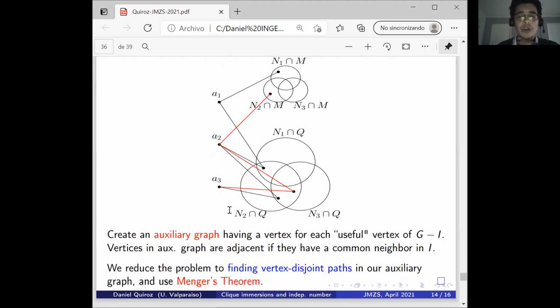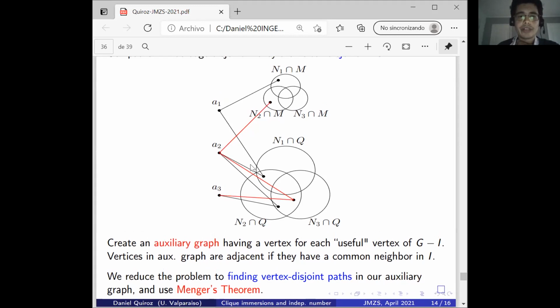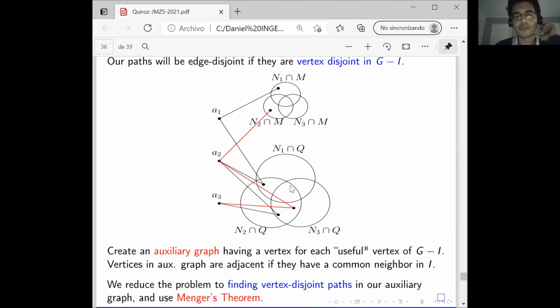Then what we need to do is just find vertex disjoint paths in our auxiliary graph, and to do that we use Menger's theorem, and we know that the size of our cuts is going to be large enough. So we have them characterized, and you can play with that and see that your minimal cut is going to be large enough for what you want.